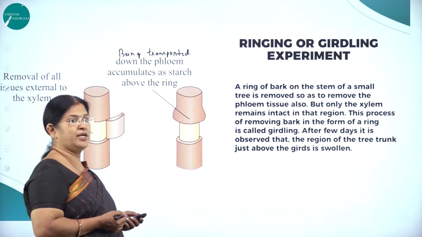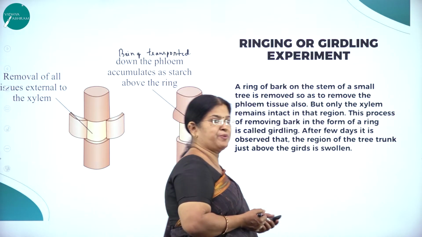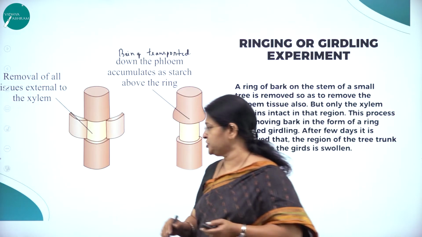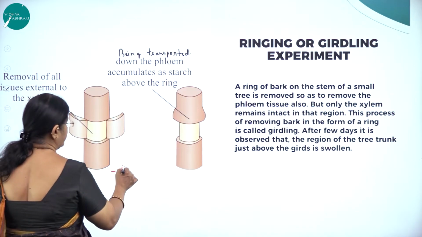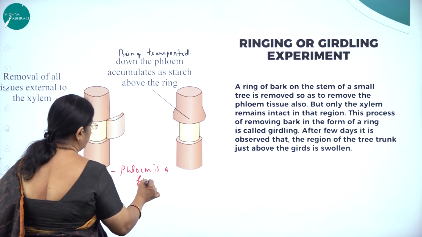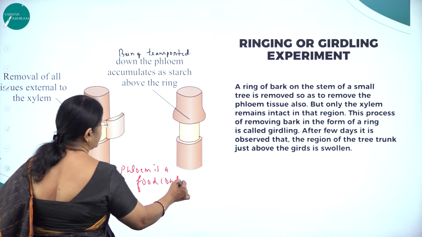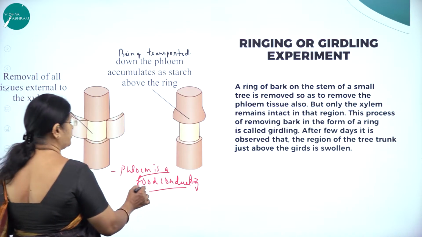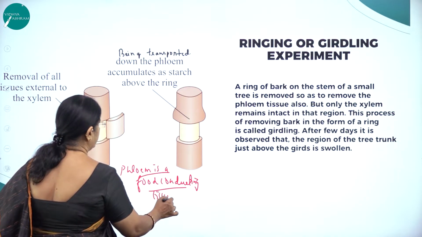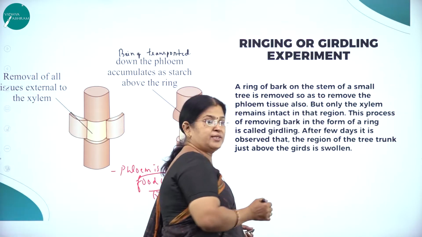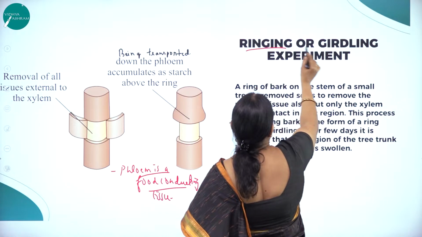Then ringing or girdling experiment. This is a very, very important experiment which is done to say that phloem is a food conducting tissue. This is an experiment called girdling experiment which is done to prove that phloem is a food conducting tissue. Right. So here you can see this experiment. This experiment is called as ringing or girdling.